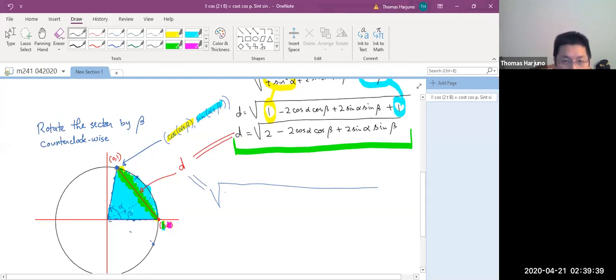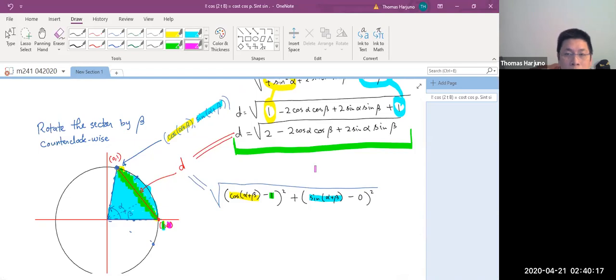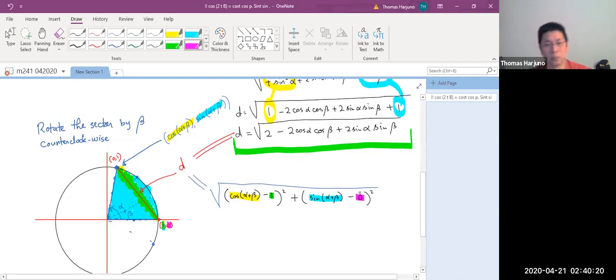So x2, that's cosine alpha plus beta, minus x1, which is 1, squared, plus y2 minus y1 squared. That's my distance formula.